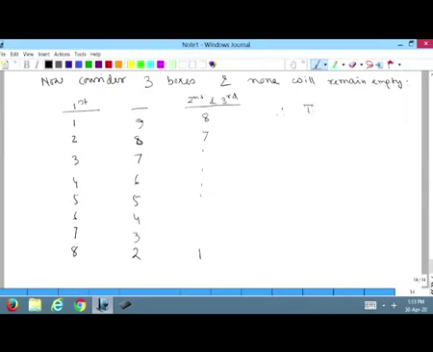Therefore, the total number of possibilities is equal to 1 plus 2 plus up to 8, which is equal to 8 into (8 plus 1) by 2, which is equal to 36 different ways.